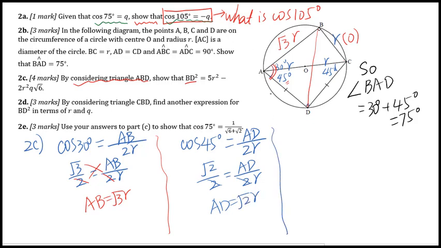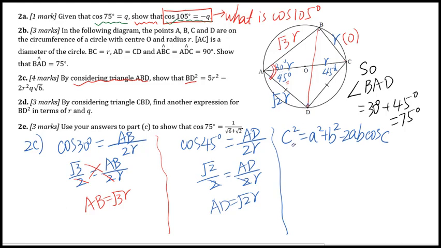So we already figured out this is the square root of 2R. AB equals square root of 3R. Then we can use the cosine law to figure out the BD squared. For cosine law, that is c squared equals a squared plus b squared minus 2ab cosine c. 75 degrees is the C.